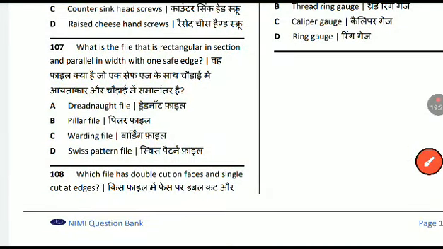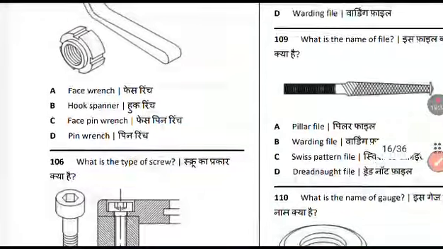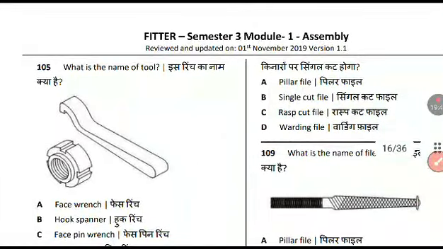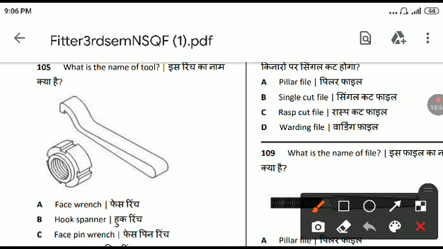Which file has double cut on face and single cut on edge? Option A, pillar file. Option B, single cut file. Option C, rasp cut file. Option D, warding file.